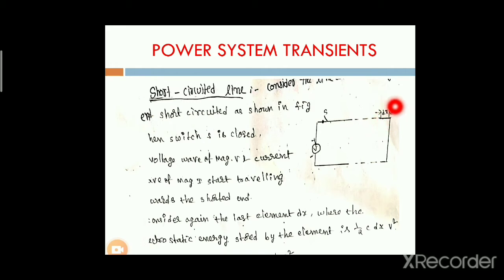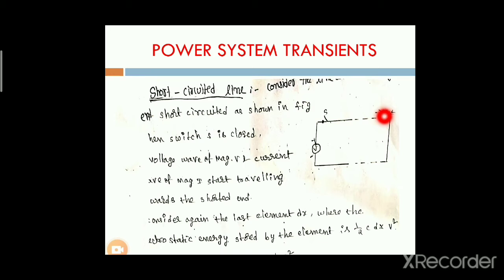This is the circuit diagram for the transmission line short circuited at the receiving end side. At the receiving end side we take a small length dx, and we observe how the impedances change in the small length dx when the transmission line is short circuited.